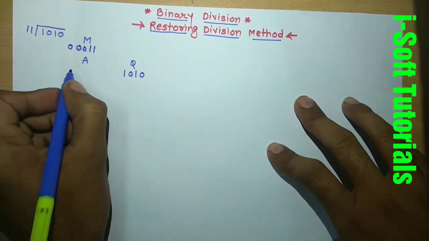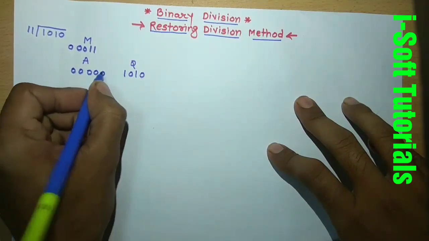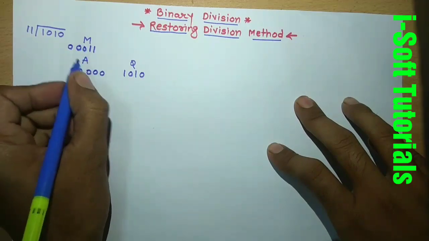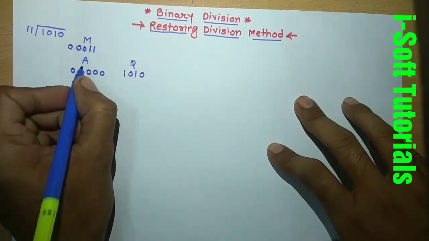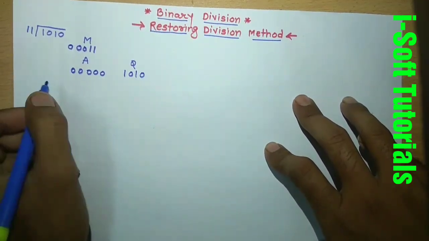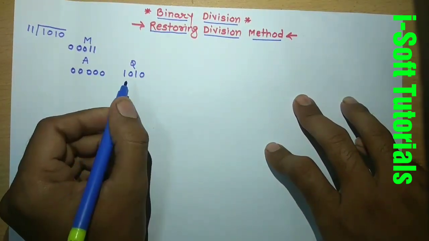And in A, initially we will store 0 0 0 0 0, five zeros. Why 5 times? Because we have to match it with M. M contains 5 bits, so A will contain 5 bits, 5 zeros. So this is our initial state. From this initial state we will perform that algorithm n number of times.